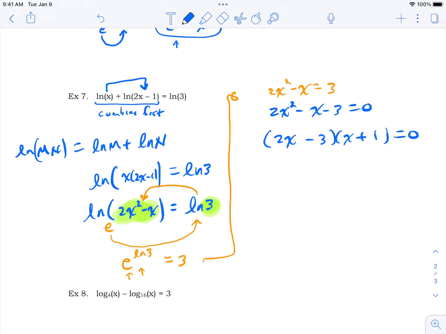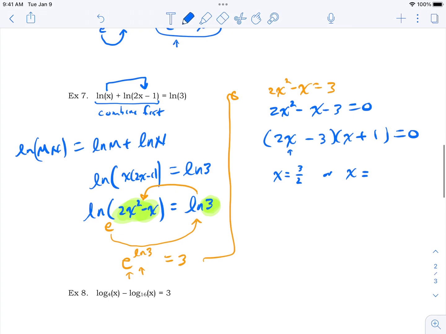And so we've got either 2x minus 3 equals 0, which would give us x equals 3 halves, or x plus 1 is 0, which would give us x equals negative 1. I'm trying to write a negative 1 here, folks. Negative 1. Two possibilities.